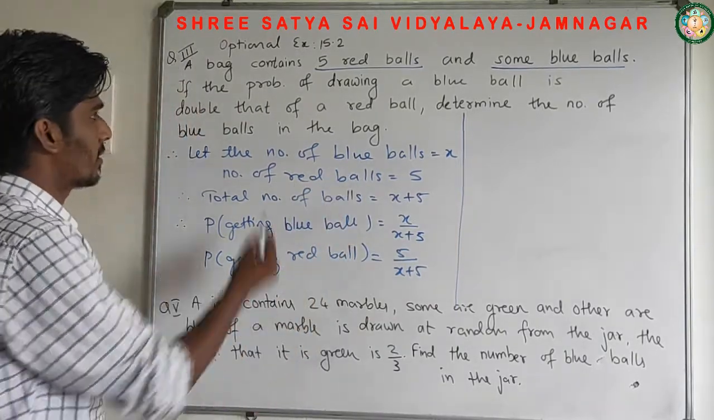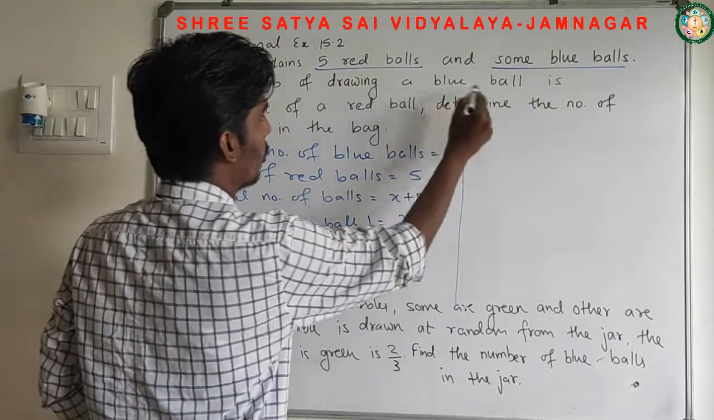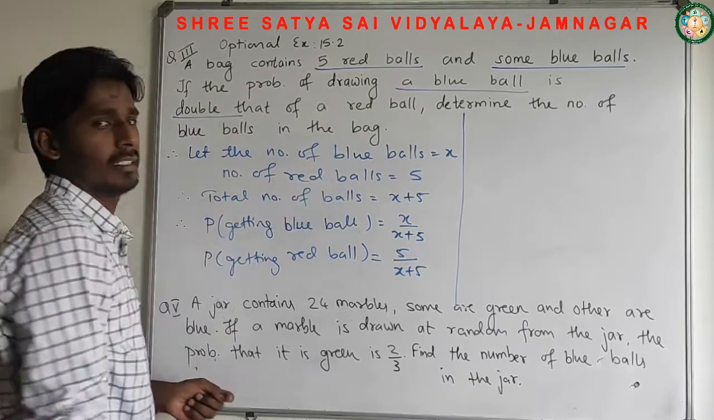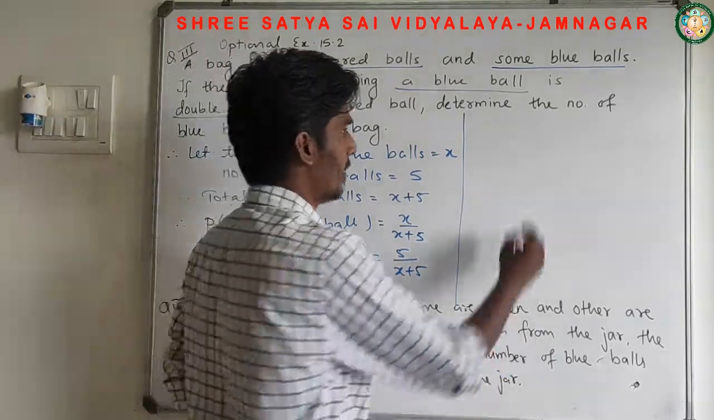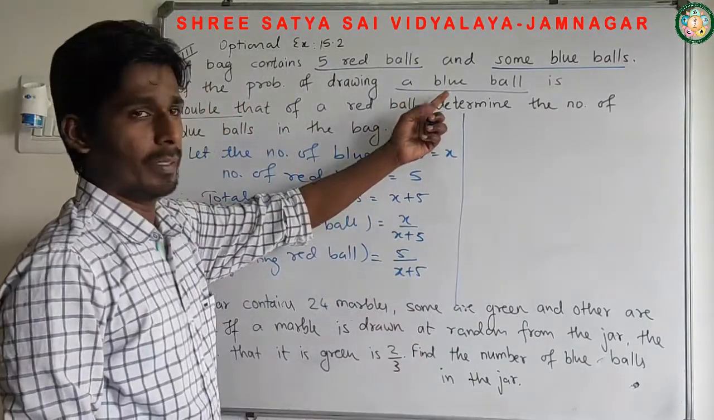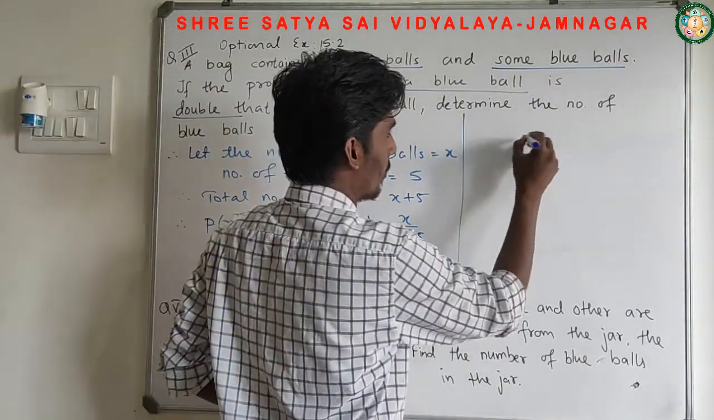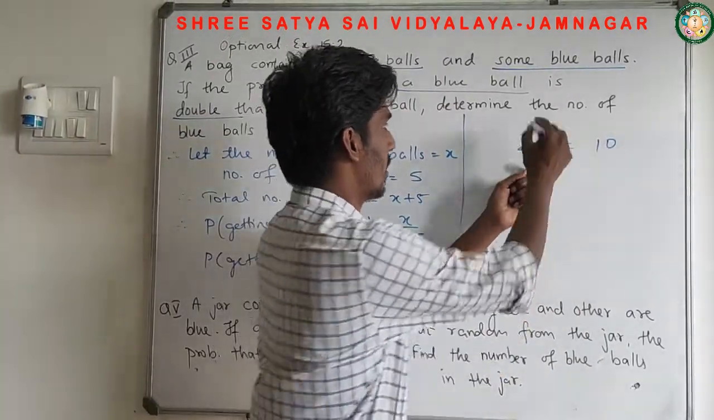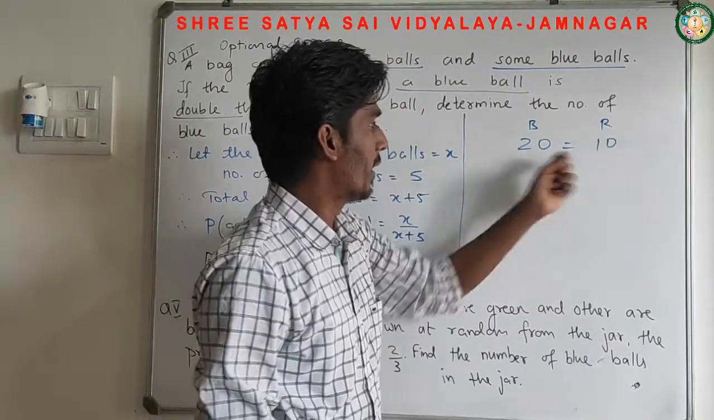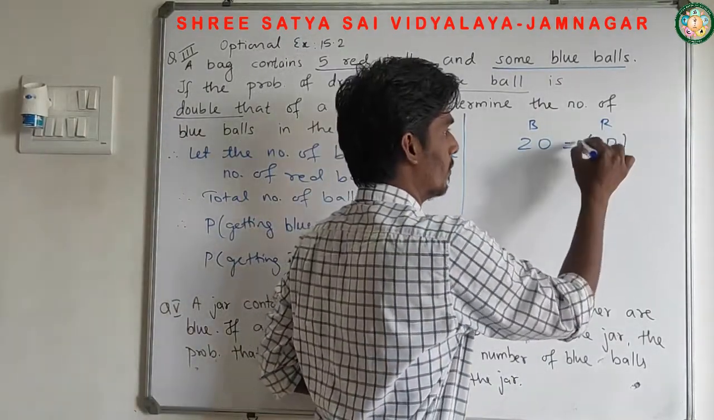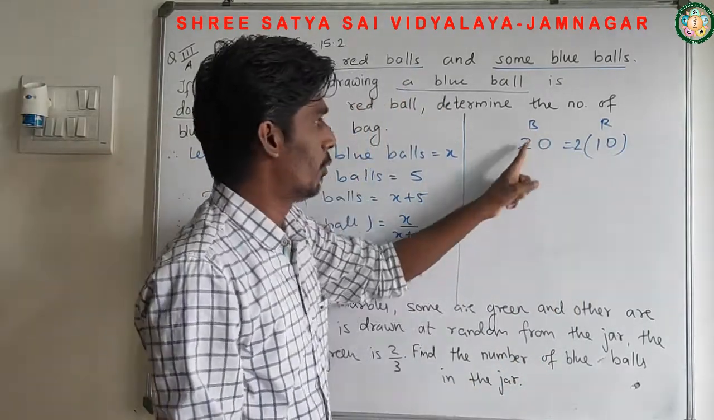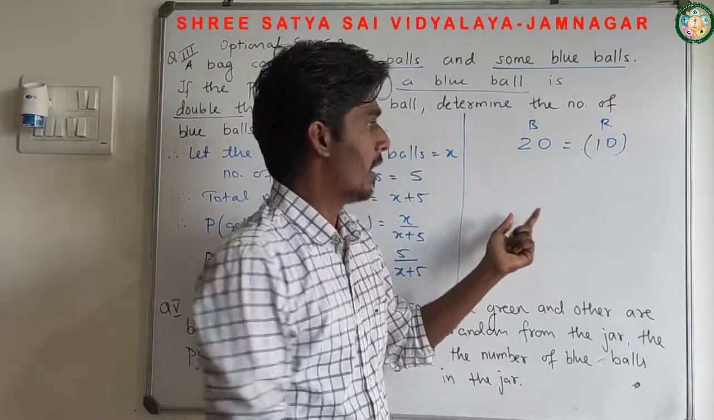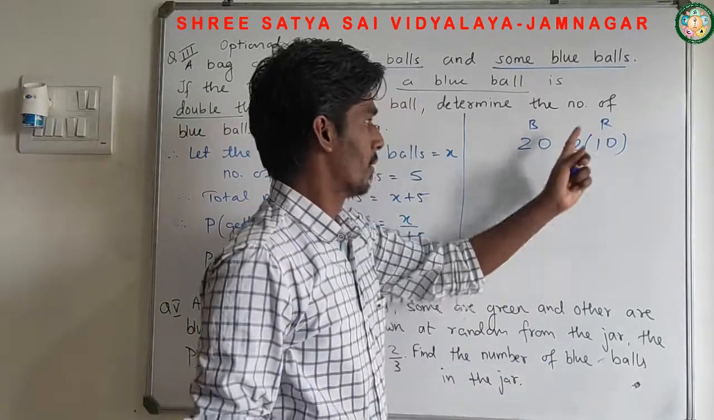Now, for the second part, let's read this statement. If the probability of drawing a blue ball is double, means twice of what? Red. Just for example, if I say the probability of blue is double that of red, suppose blue are 20, then red are how many? 10. To make them equal, I am going to multiply here too. Actually, blue is double that of red, 20 and this is 10. But to make an equation, to make them equal, I have to multiply 2 with what?